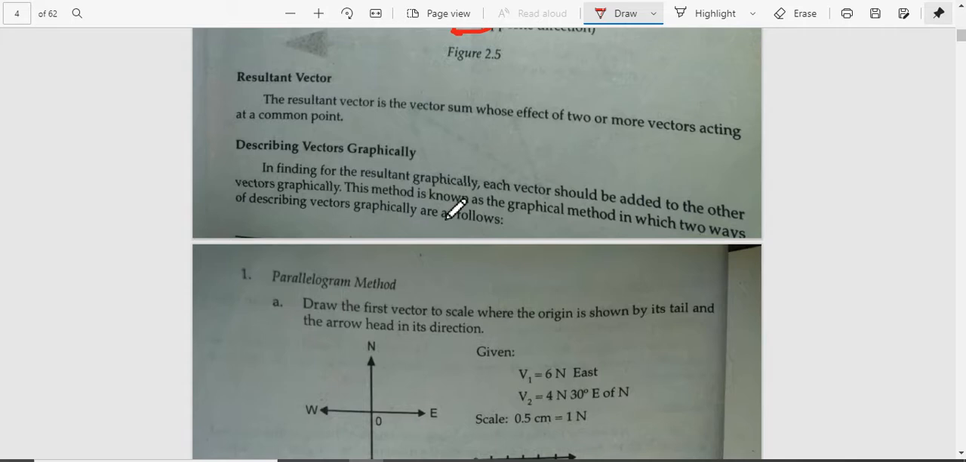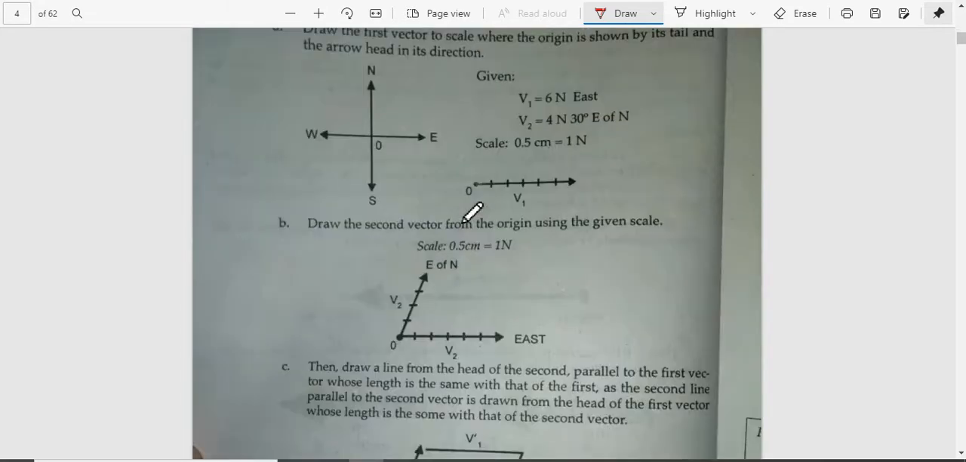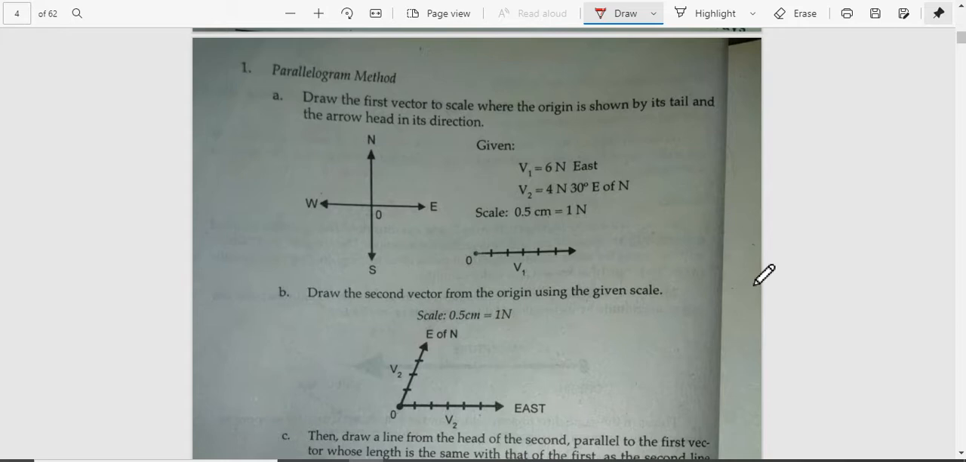Okay, in finding the resultant graphically, each vector should be added to the other vectors graphically. This method is known as the graphical method, in which there are two ways of describing vectors graphically as follows. So you have here the first graphical method, which is the parallelogram.